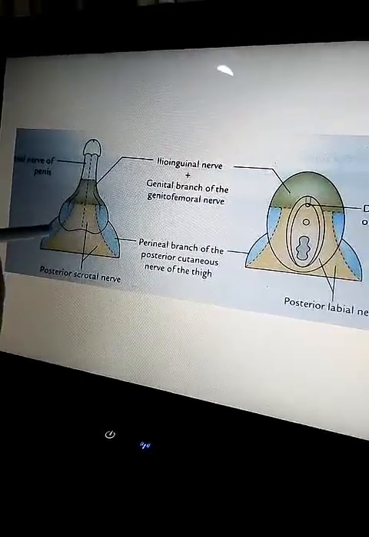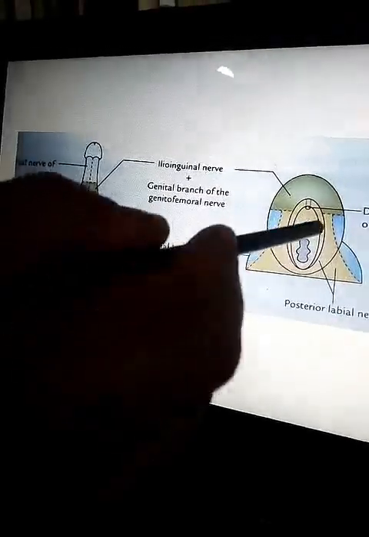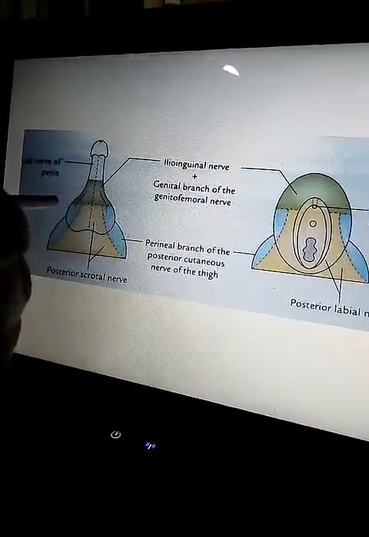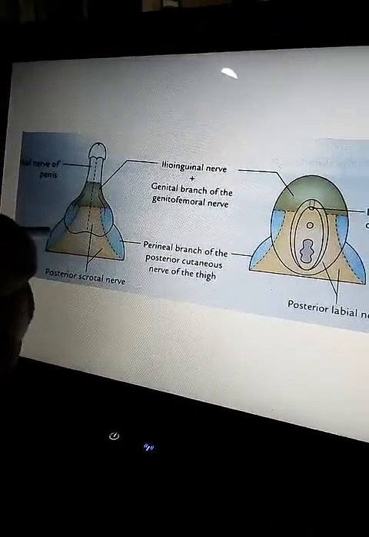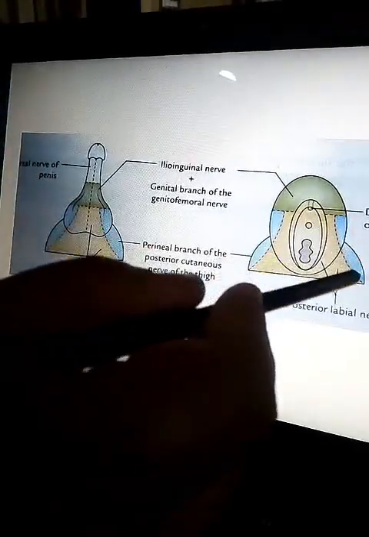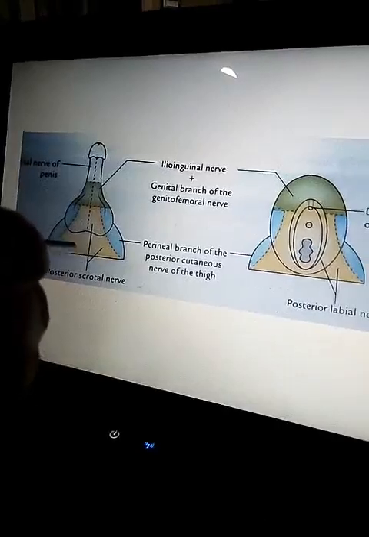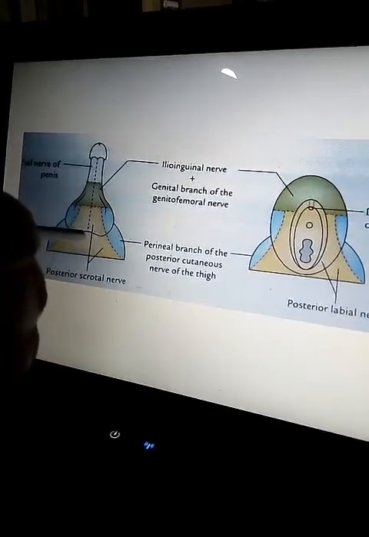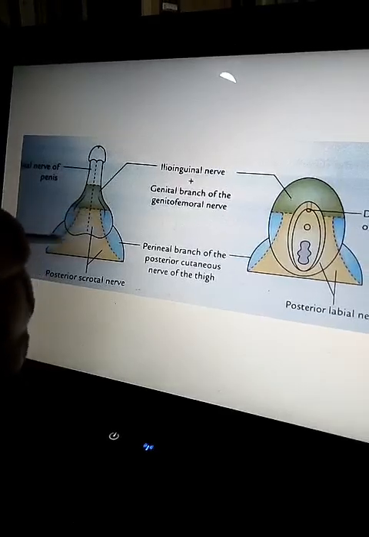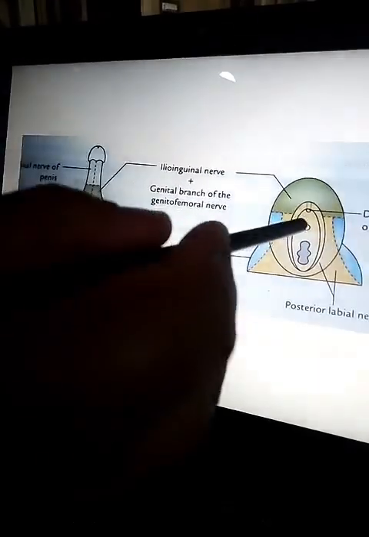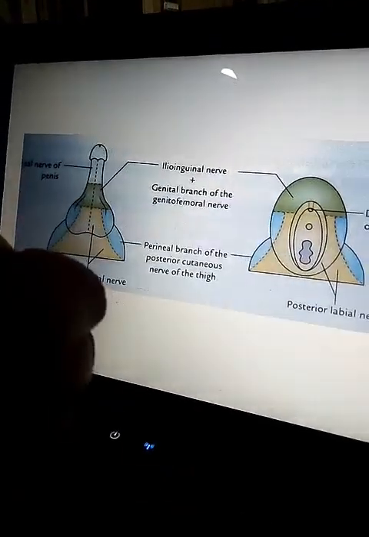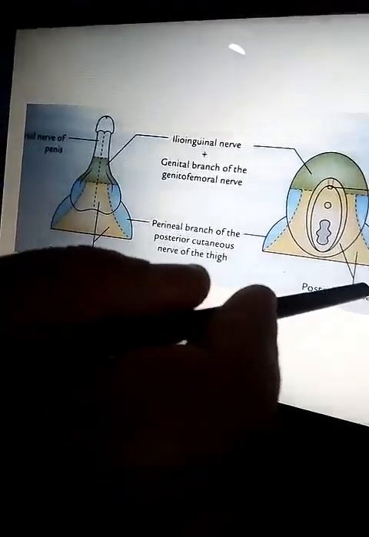Now, another is the perineal branch of the posterior cutaneous nerve of the thigh. The perineal branch of the posterior cutaneous nerve of the thigh supplies the lateral part of the posterior two-thirds of the scrotum or labium majus. Now, last is the posterior scrotal nerve. These nerves supply the skin of the median part of the urogenital region. The median part of the urogenital region is supplied by the posterior scrotal nerve or posterior labial nerve.